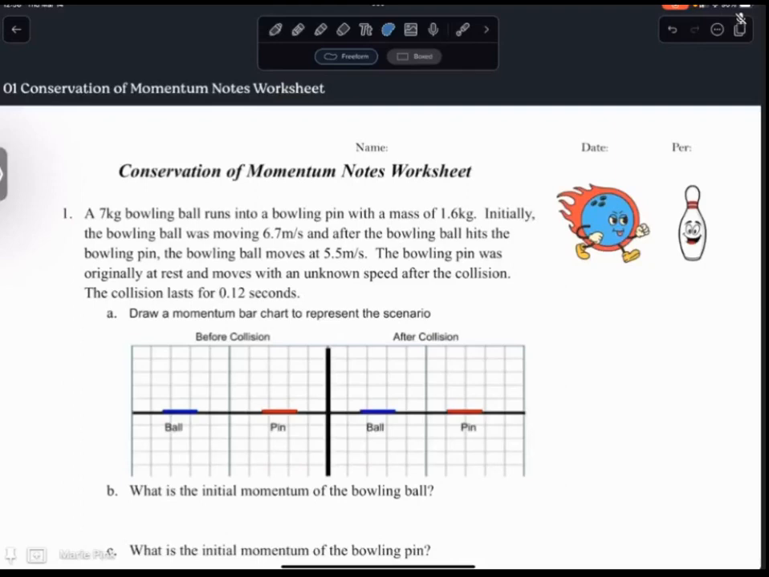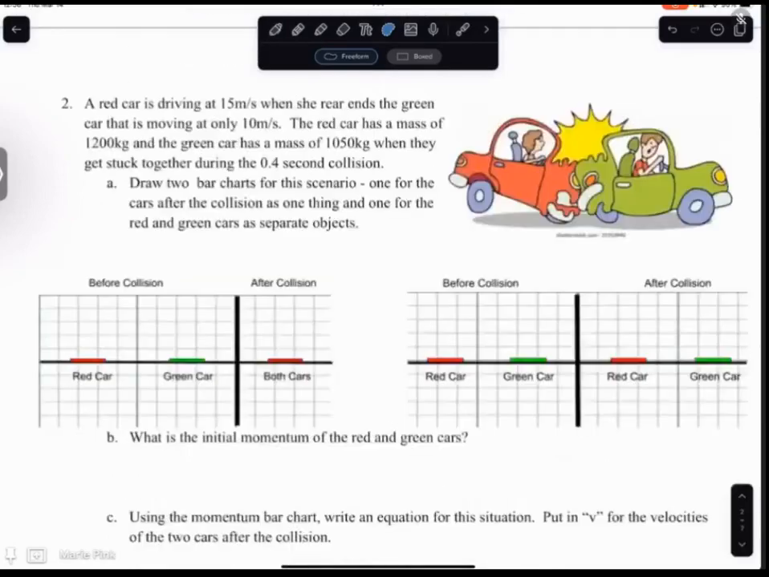Okay, so I'm going to go over number 2 for the conservation of momentum notes worksheet. That's the one with the running bowling ball on it. So for number 2, a red car is driving at 15 meters per second when she rear ends a green car that is moving only 10 meters per second. The red car has a mass of 1,200 kilograms and the green car has a mass of 1,050 kilograms when they get stuck together during the 0.4 second collision.